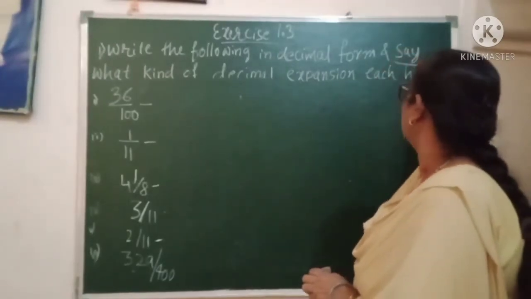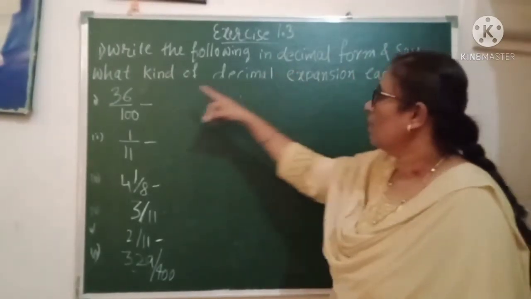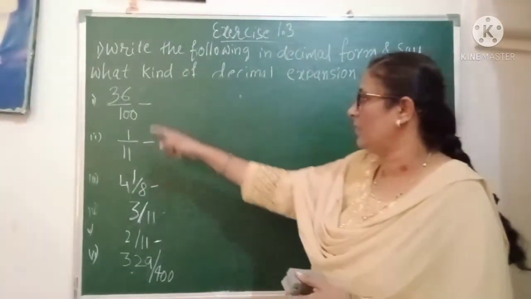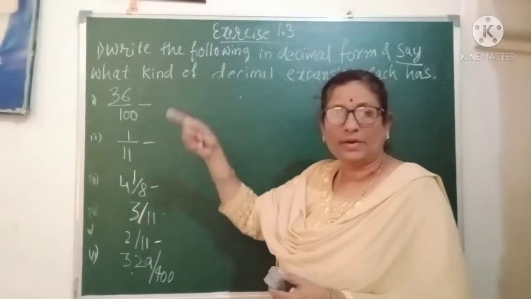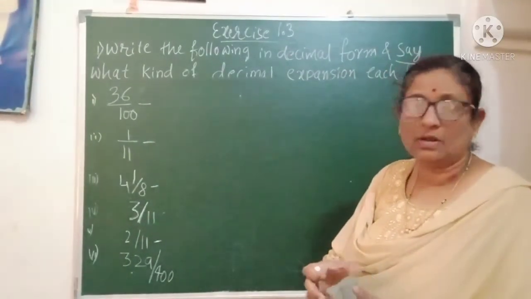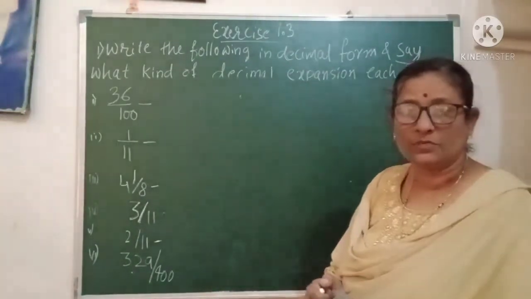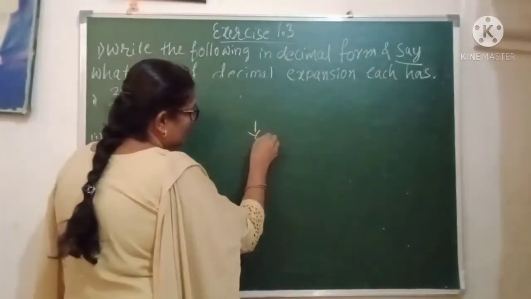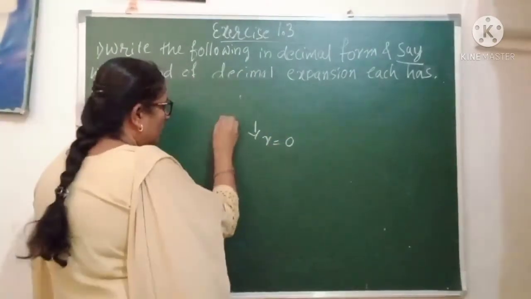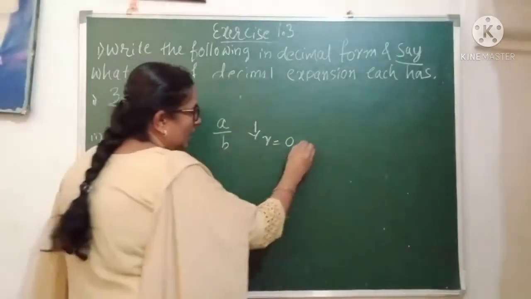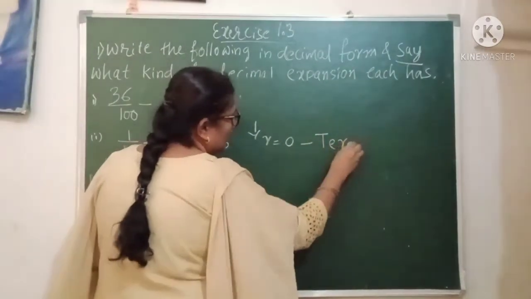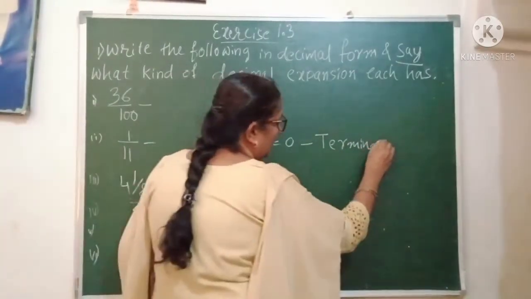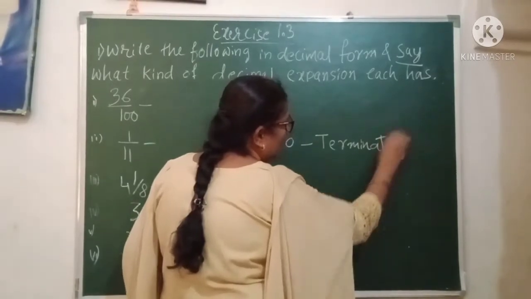But the second part of that one says, what kind of decimal expansions each has. It means when you divide this one, you are going to say what type of decimal it is. So before that, we must know what type of decimal expansion we are getting. See here, as I told you in the previous lesson, if the remainder becomes 0 when you divide a number by another one, then we call that terminating. As the word says, terminate means it ends. Terminating expansion or terminating decimal.